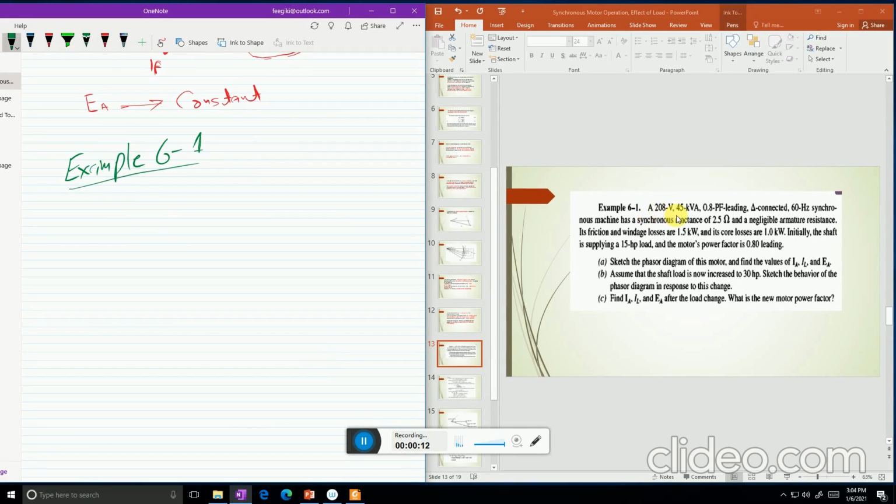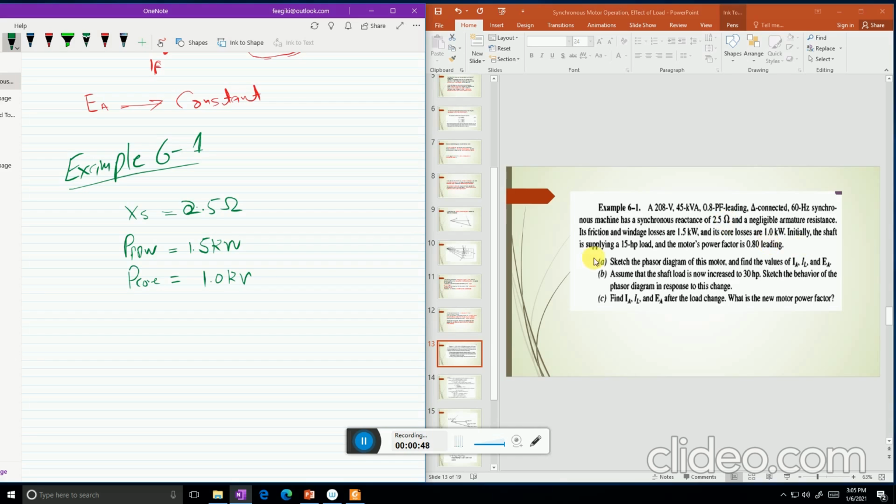A 208 volt, 45 kVA, 0.8 power factor leading, delta-connected, 60 Hz synchronous machine has a synchronous reactance of 2.5 ohm and a negligible armature resistance. Its friction and windage losses are 1.5 kilowatt and core losses are 1 kilowatt.